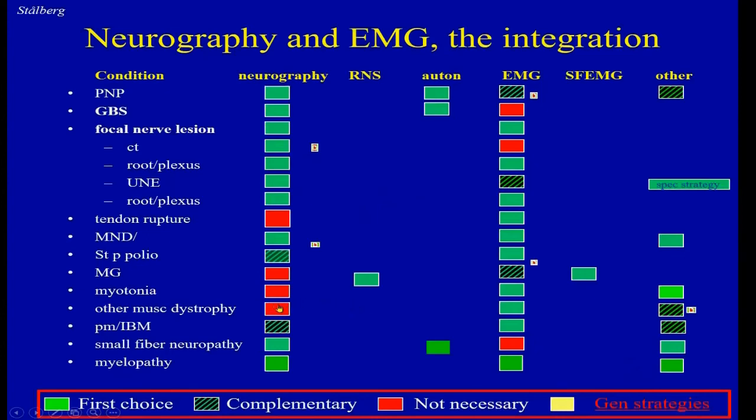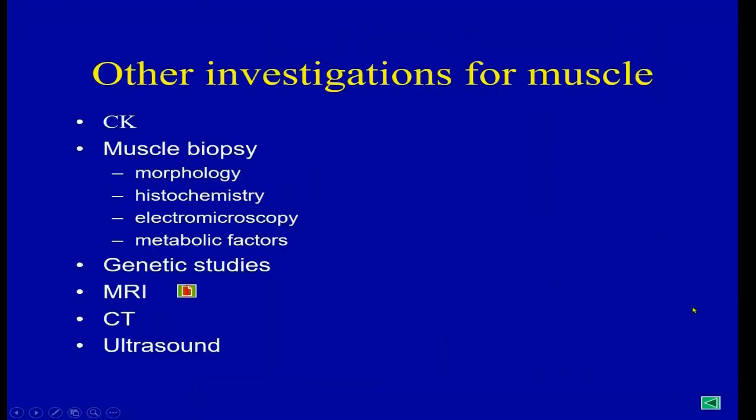Other muscular dystrophies, there we have the typical EMG pattern with low polyphasic potentials, and EMG is not a primary choice, and other methods are certainly the classical CK, muscle biopsy, genetic studies, MRI, and imaging techniques.